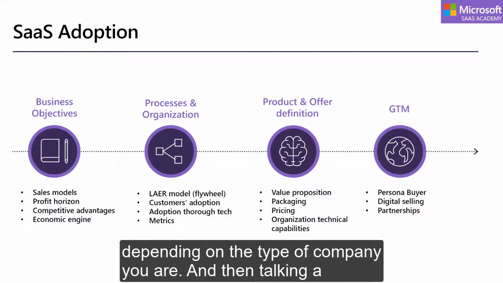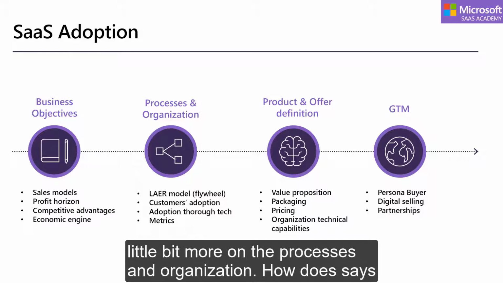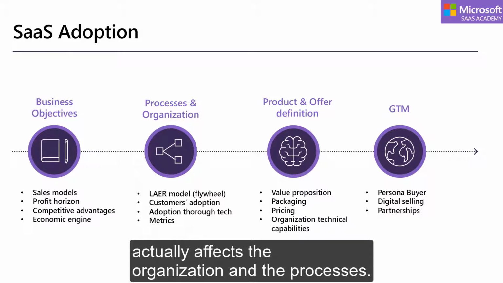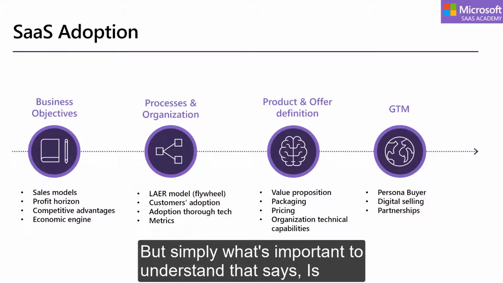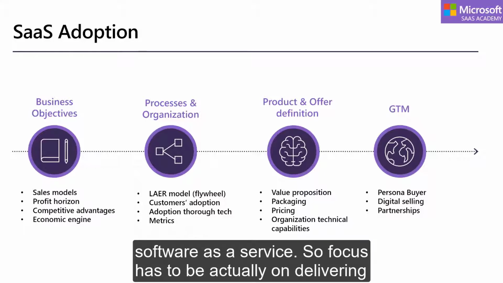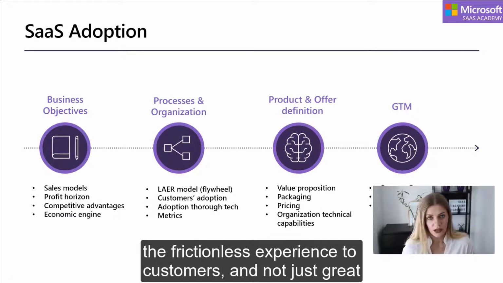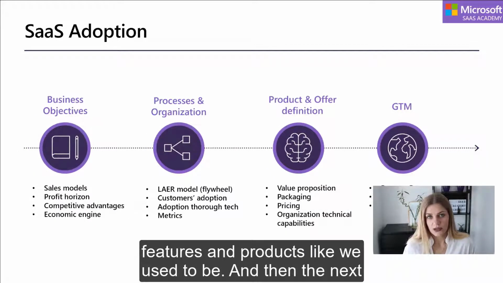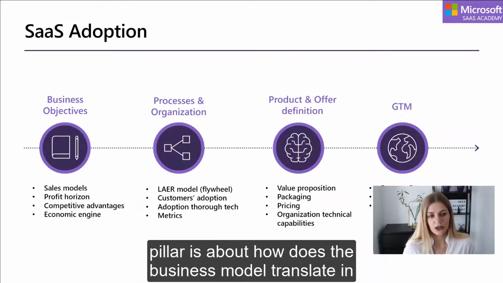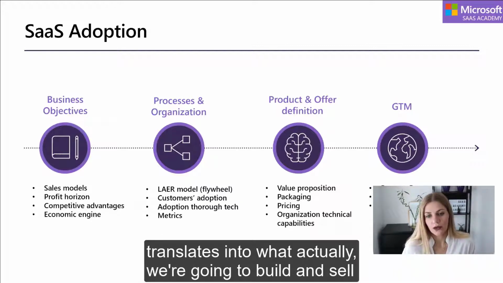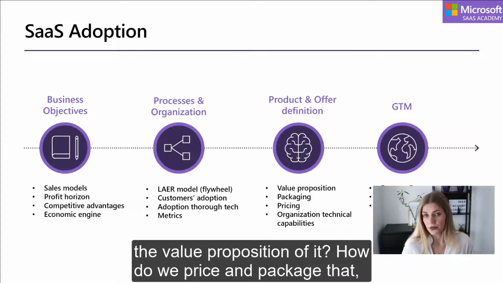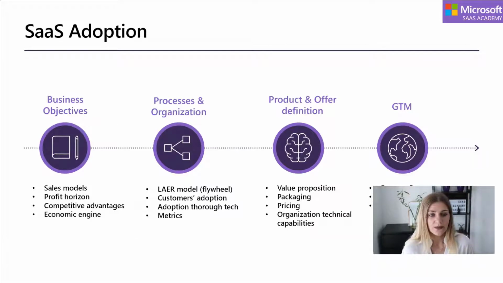And then talking a little bit more about the processes and the organization. How does SaaS actually affect the organization and the processes? What's important to understand is that SaaS is software as a service. So focus has to be on delivering a frictionless experience to customers and not just great features and products like we used to. And then the next pillar is about how the business model translates into what we're actually going to build and sell: the value proposition of it, and how we price and package that.